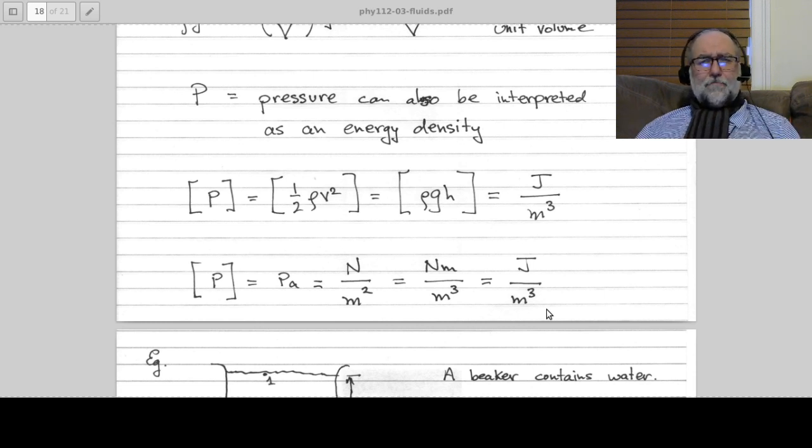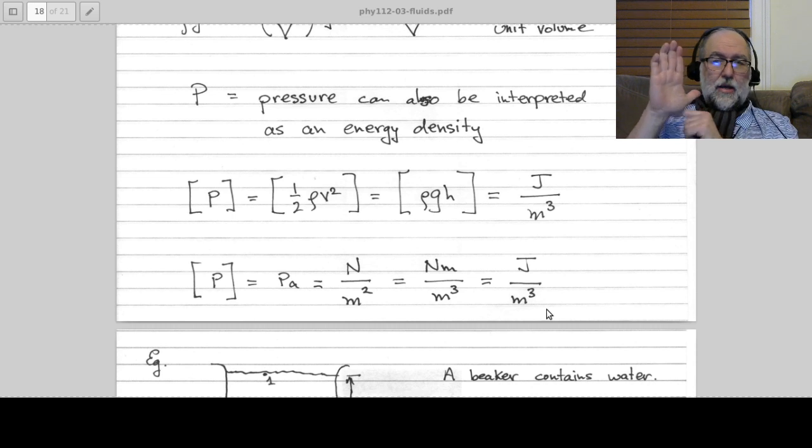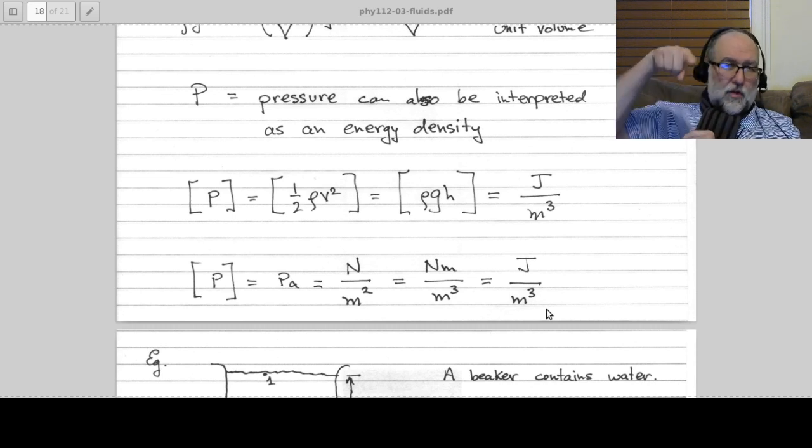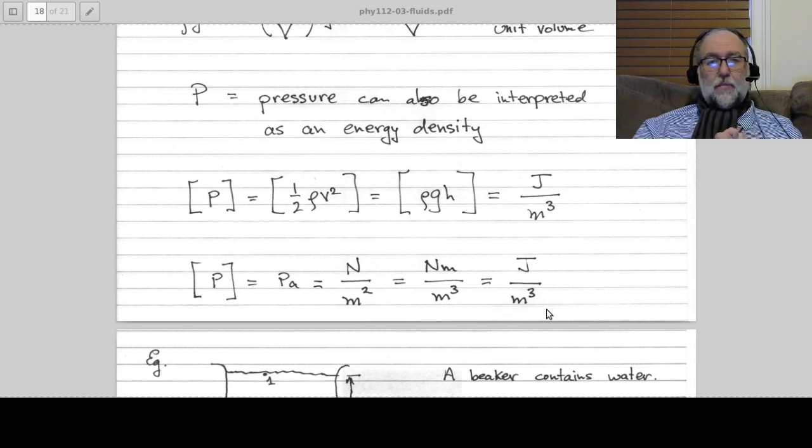And at this point, you're going, how do I picture that in my mind? You could definitely picture pressure as a force over an area. Take the palm of your hand, it has an area, and you're going to apply a force, but not at a point. You're going to apply a force all over your hand, and there's a pressure, and you feel that pressure when you push up against something. But how do you picture it as an energy density? The best I can do for you is you could think at the microscopic level.